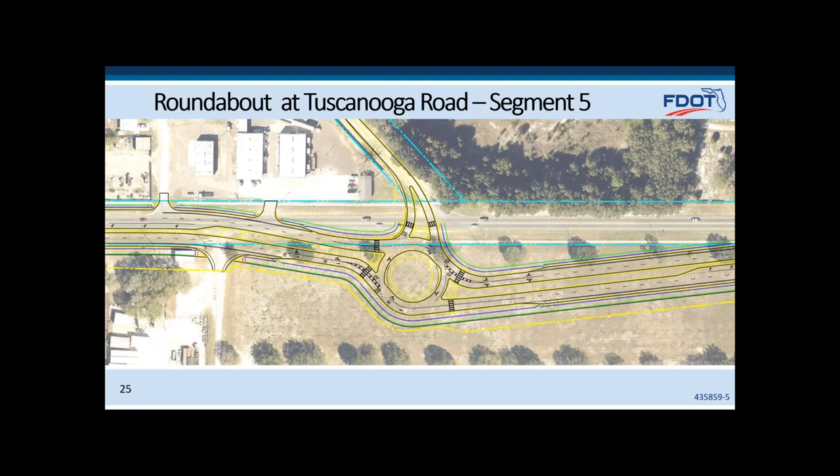Segment 5 will also have a roundabout at Tuscanooga Road. Roundabouts are selected due to their advantages over signalized intersections. Roundabouts increase safety, improve intersection efficiency, and reduce cost.